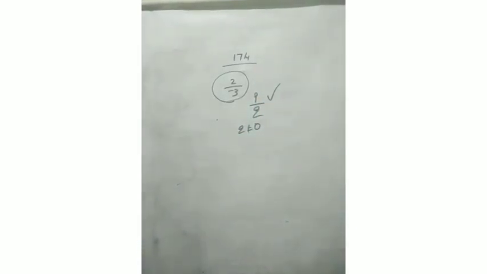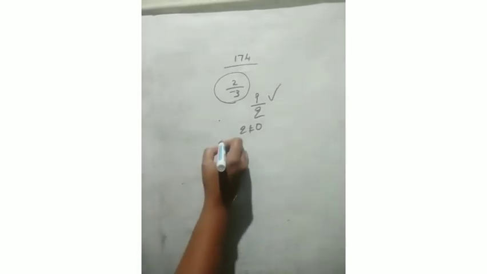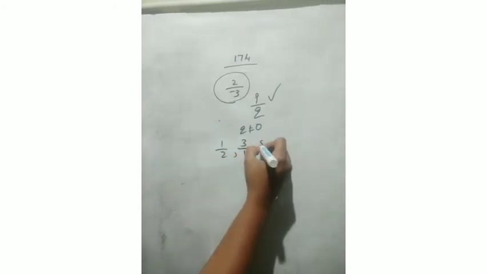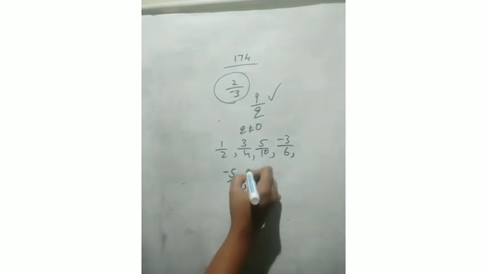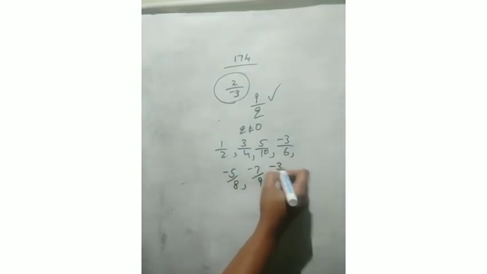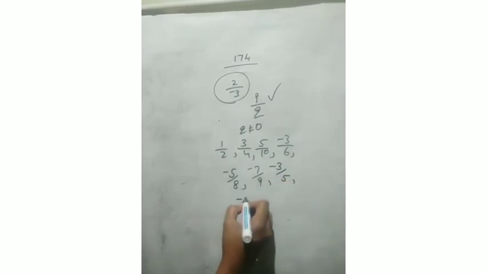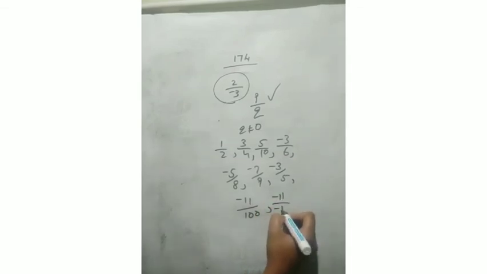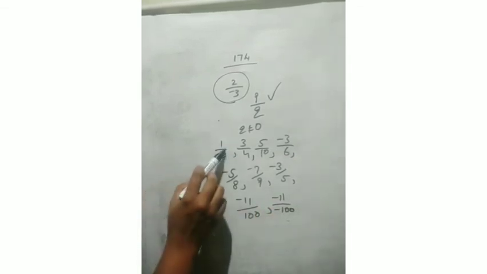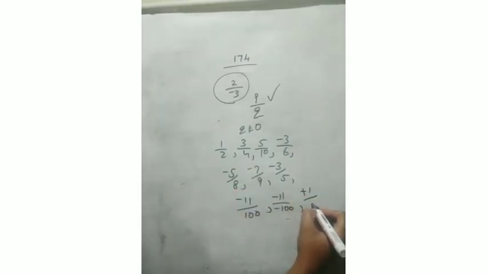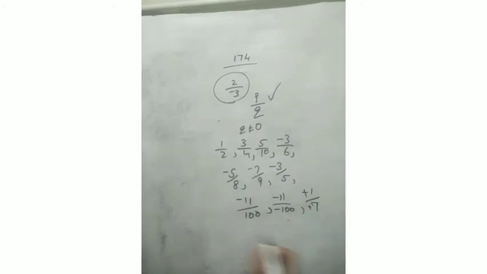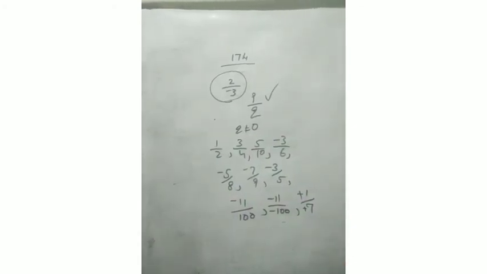The next question is, list 10 rational numbers. Any rational numbers: 1/2, 3/4, 5/10, negative 3/6, negative 5/8, negative 7/9, negative 3/5. Many are there. Negative 11/100, then negative 11/negative 100. How many are there? 1, 2, 3, 4, 5, 6, 7, 8, 9. Then the next one, positive 1/7. All these are rational numbers.